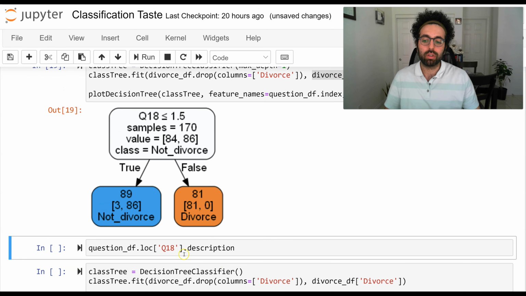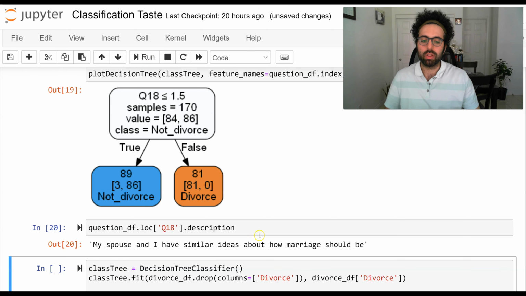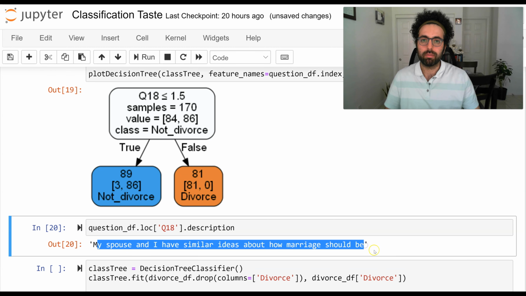So now we go back to the question DF, which is our database of the questions. We'll call it to see what that is. It is, my spouse and I have similar ideas about how marriage should be. So this decision tree says if the answer to this question was more likely and always, it leads to divorce, and if it's not, it doesn't lead to divorce. So yeah, it's surprising and it doesn't make sense.